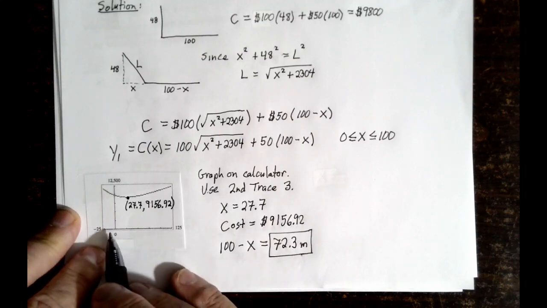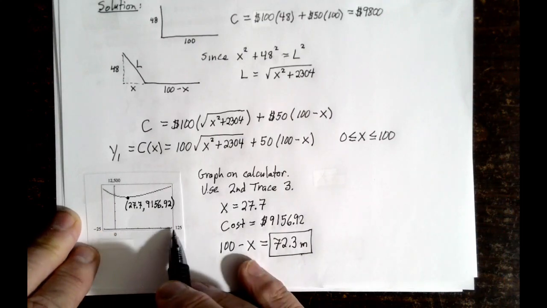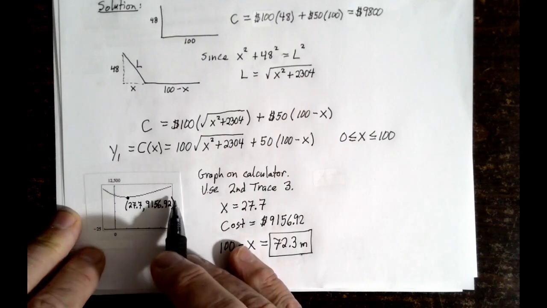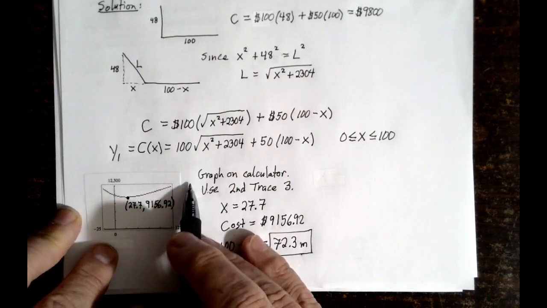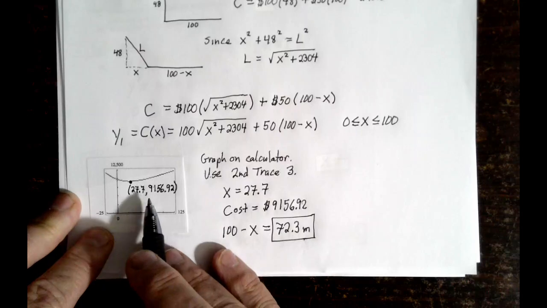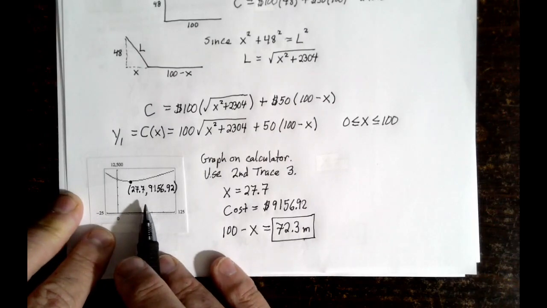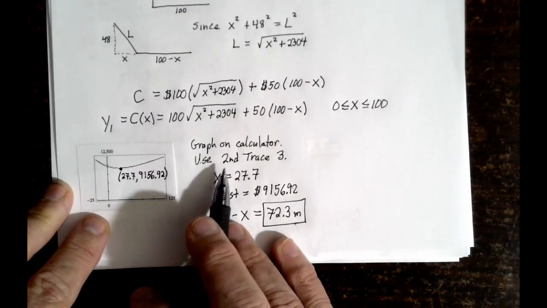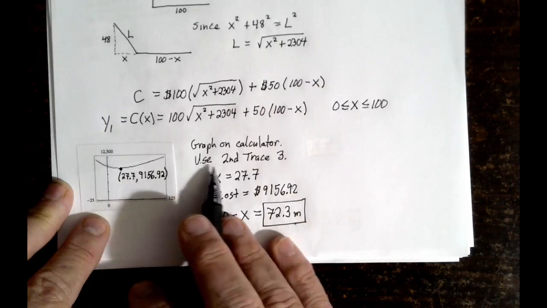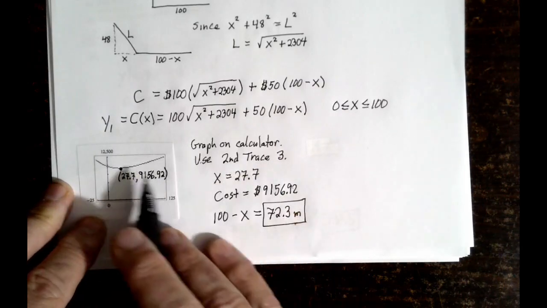Just change your Xmin and Xmax properly, and then once you hit graph, after you've graphed it, then hit zoom 0, and you'll see a nice graph just like this one. Alright, so once you see this window here, just hit second trace 3, and that will help you to find a minimum.